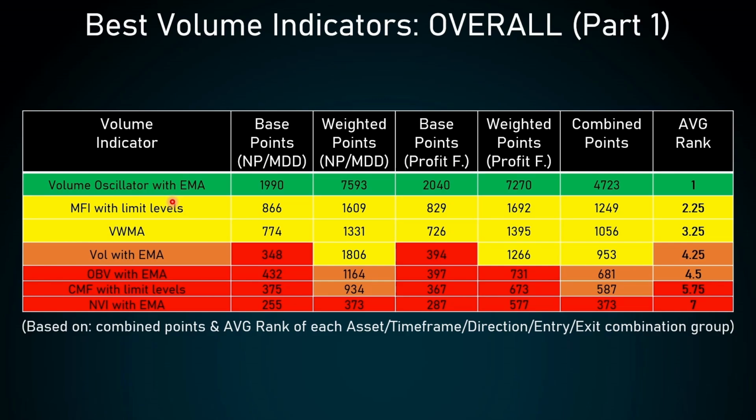And the overall winner is the volume oscillator with EMA, which is interesting as this is one of the 2 indicators that I initially put in the premium strategy scripts, but not with an EMA. It got a staggering 4,700 combined points, which is almost 4 times more than the MFI with limit levels.